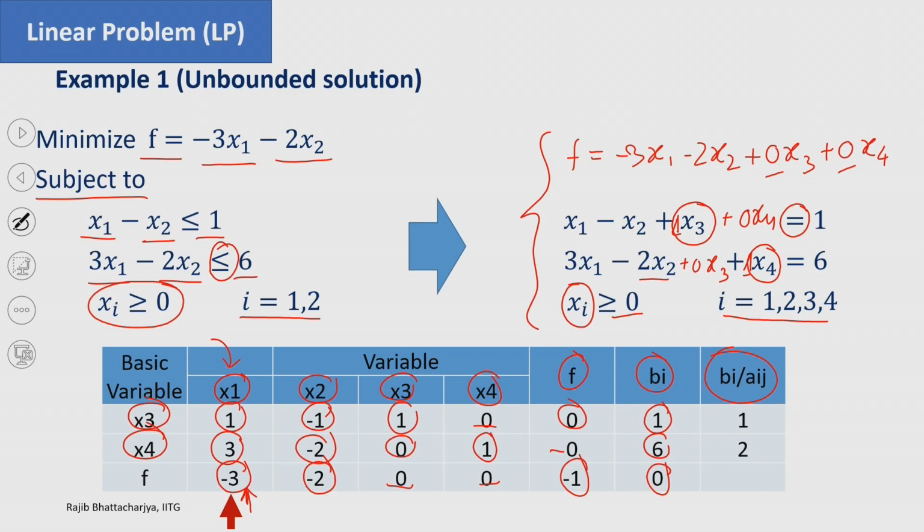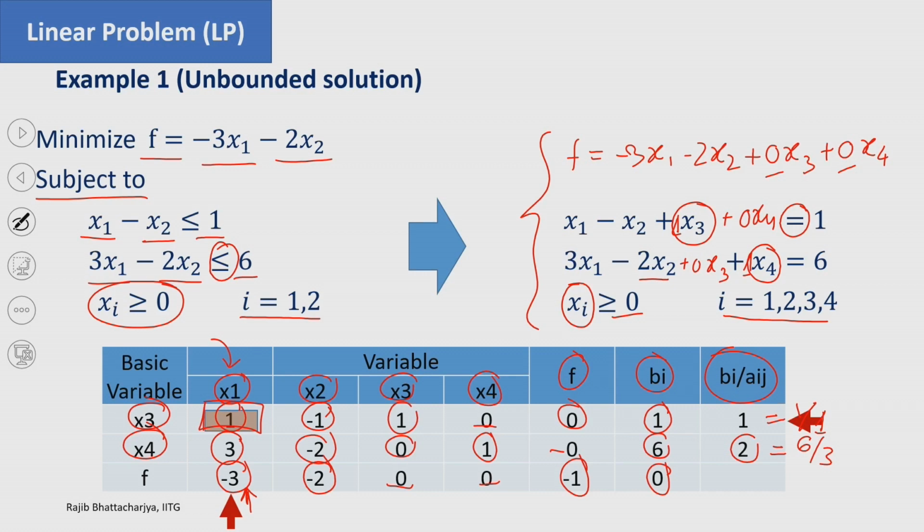We will calculate the b i by a i j ratio, and here for the first equation, this is 1 by 1. So, I am getting 1, and the second equation, this is 6 by 3. So, I am getting 2. Okay. So, what is the rule? The rule is you have to select the minimum one. So, minimum one is 1 here. So, therefore, this will be your pivoting element.